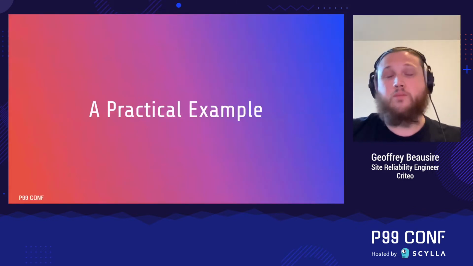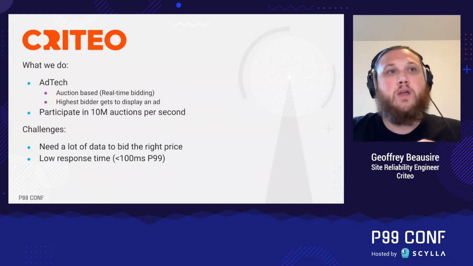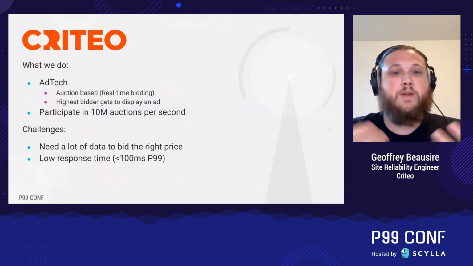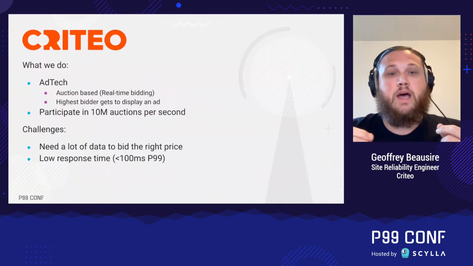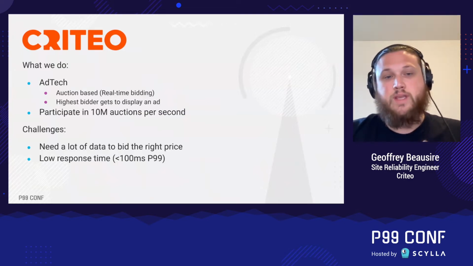All right, so I will start with a practical example. An example I will take is Criteo. I work at Criteo, and we are an ad tech. Basically we display ads, and to get the right to display ads, we need to win auctions. The highest bidder gets to display the ad. We participate in around 10 million auctions per second. The challenge is that we need a lot of data to bid the right price. For example, this data can be the current campaigns that are running, the product catalogs, or user data. And we need to take the decision quickly, in under a millisecond, 99% of the time.